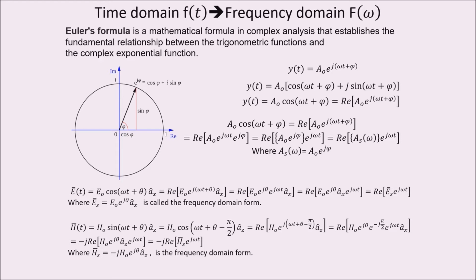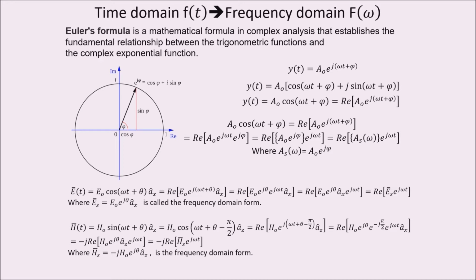Now we separate e^(j omega t), and if we remove e^(j omega t) from the expression, we come up with A(s) = a0 e^(j phi). Here A(s) is the frequency domain component that has the magnitude a0 and the phase angle phi, and this format is called the frequency domain format.